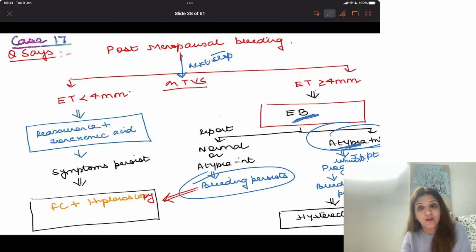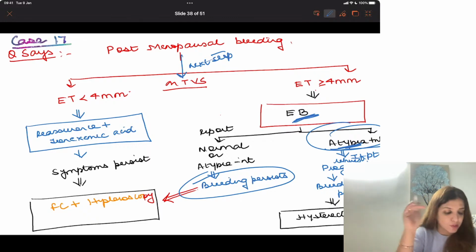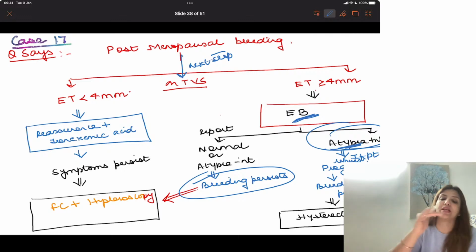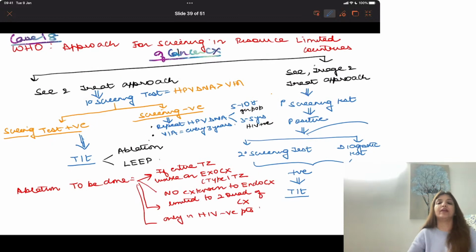Atypia आया report में, I suggested a hysterectomy, she refused. And because patient refused, I gave her progesterone, and in spite of giving progesterone, her bleeding is persisting. Next step. Now next step will not be fractional curettage and hysteroscopy. Now next step is going to be hysterectomy. Clear to all of you? All these next steps are very, very important. Right? I hope all this is clear to all of you.